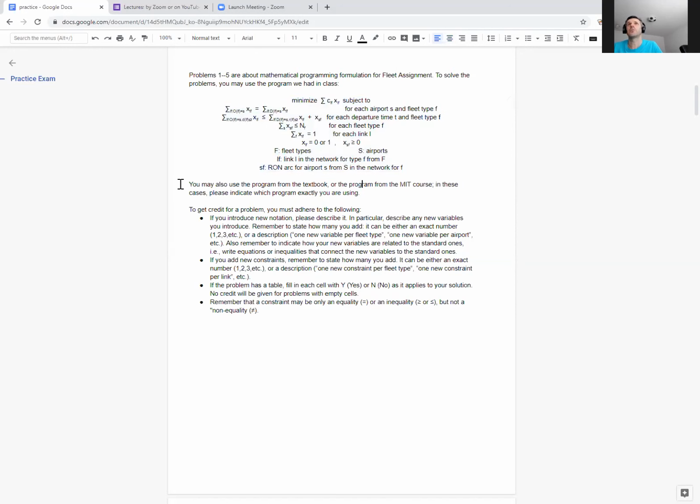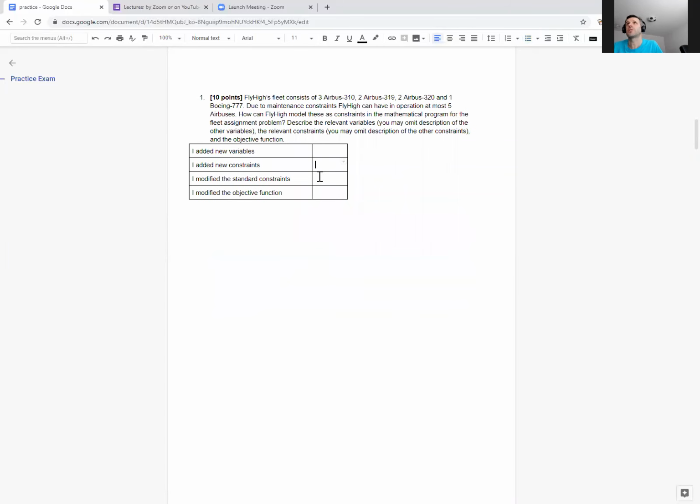But again, these rules are also on the homework one, so they hopefully will not get you by surprise on the exam, like seeing it for the first time. These rules are exactly the same. And they specify what you need to get credit for the problem. Yeah, introduce new notation, describe it, add constraints, describe it. And I think, yes, over here, there is a bullet about putting certain things into tables. So this is the answer for the tables. Okay, these are the tables.